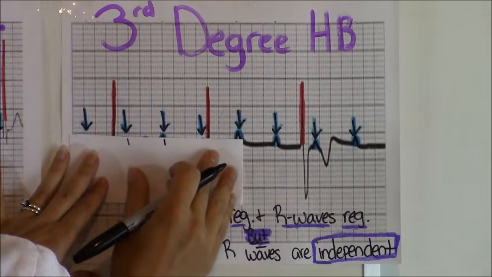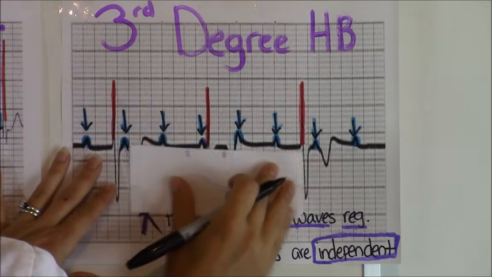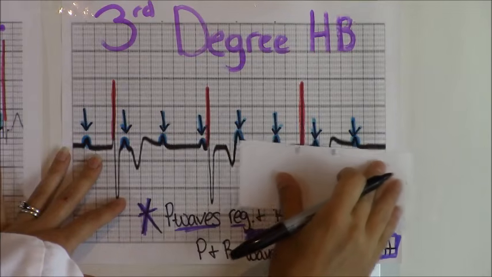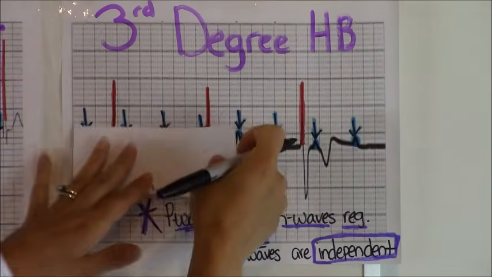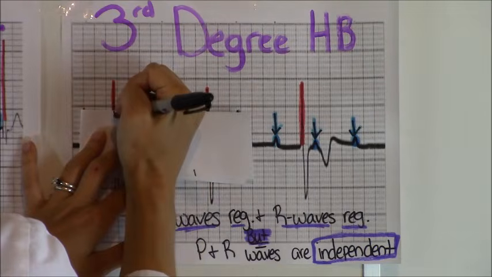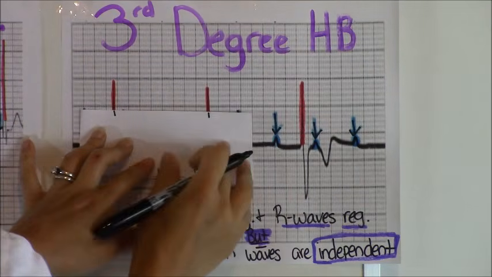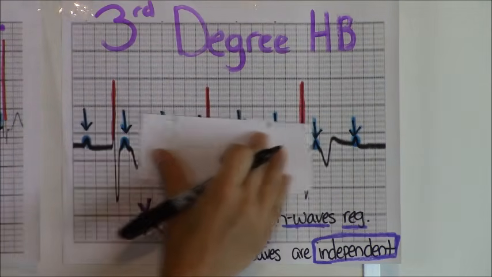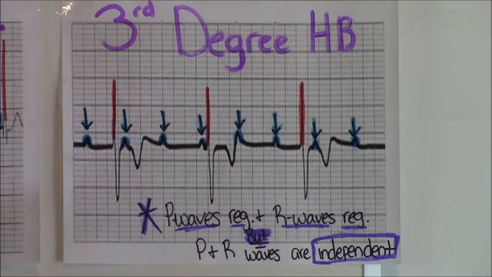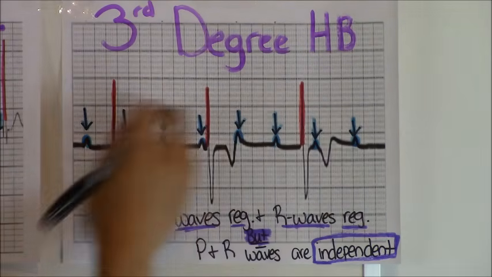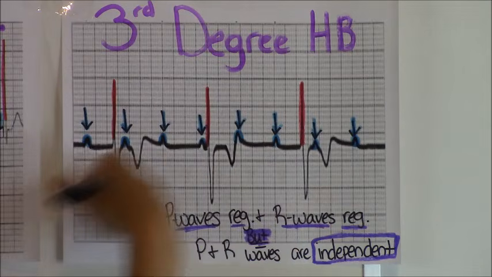Okay, very regular, beautiful. And then let's look at our R waves. And remember, R waves again were not regular in second degree type 2, but they are here. They're regular. And we are going to look at our R waves. We have 3, we have a ventricle rate of 30, not good.